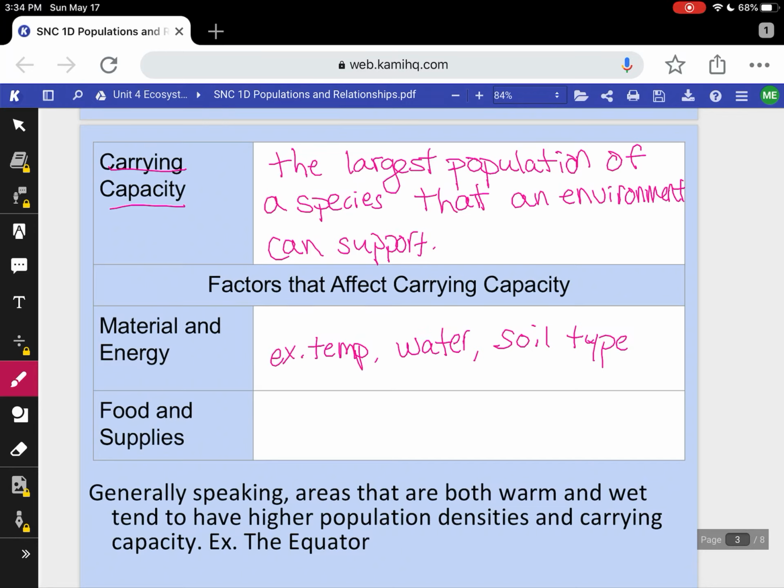Food and supplies will also affect our carrying capacity. The smaller the food supply, the smaller the carrying capacity. So for example, animals are limited by their predators. So when we have an area, sometimes the population of, say, rabbits might be relatively small because there is a relatively large population of natural predators for the rabbits. So their population might end up being relatively small because they're continually being eaten by the larger predator.